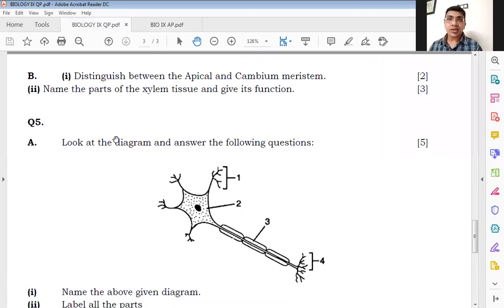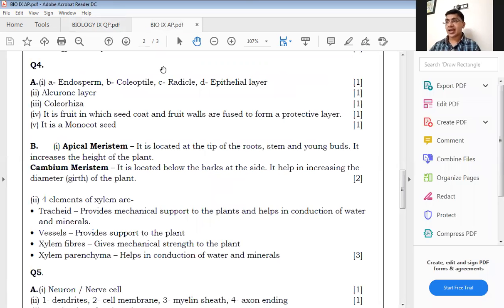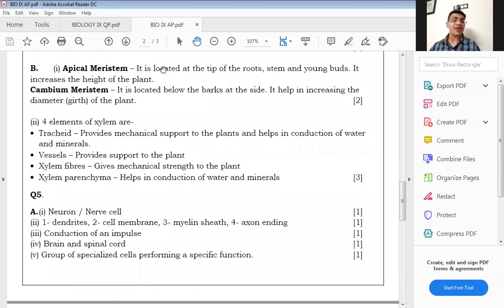And the B1, in that B, the first one is distinguish between apical meristem and cambium. So let's start and understand something about distinguish between. Again, a very easy question. Apical, as the name suggests, is located at the tips of the roots, stems, and young buds. On the other hand, cambium, which is also known as lateral meristem, is located inside the bark on the side of the stem.